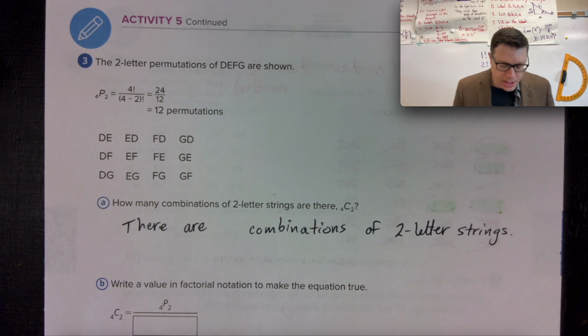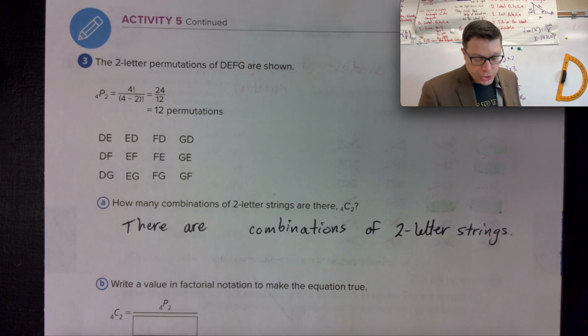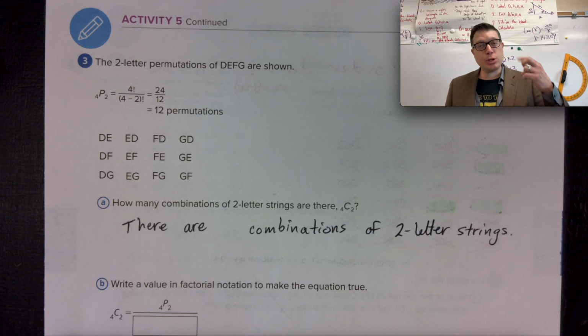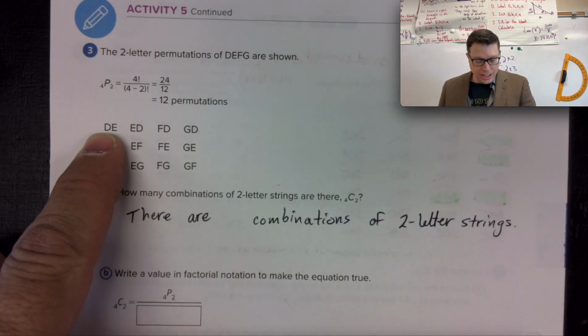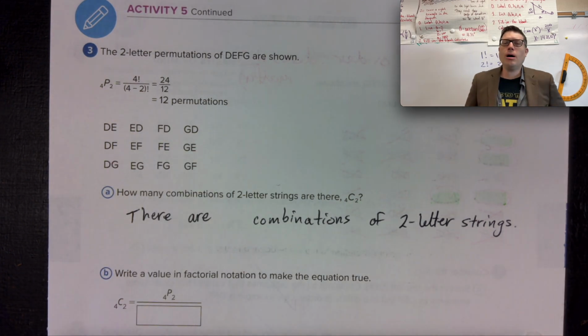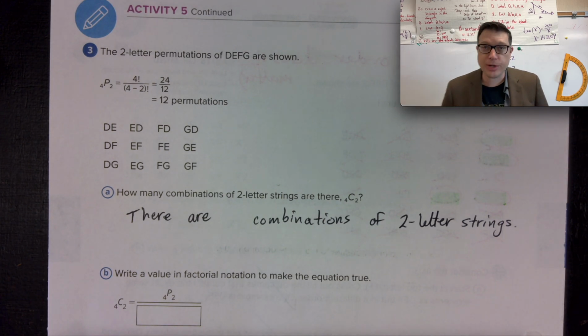About two-letter permutations of D, E, F, G. So we can do that calculation from the formula. D, E, F, G, writing them in two-letter strings: DE, ED, DF, FD, DG, GD, etc. There they are. But how many combinations of two-letter strings are there?